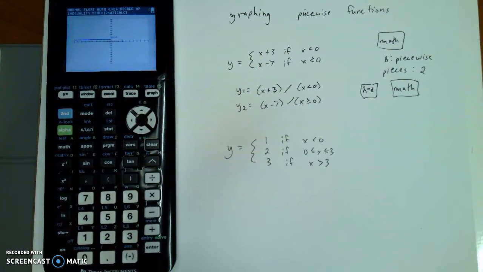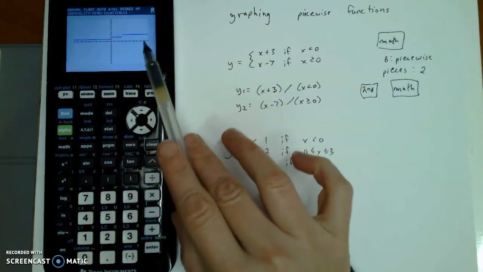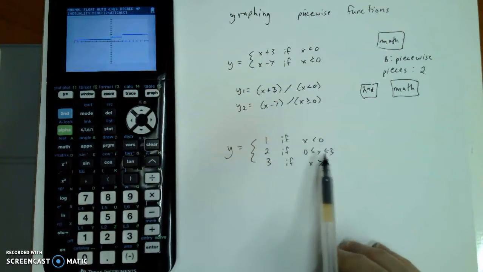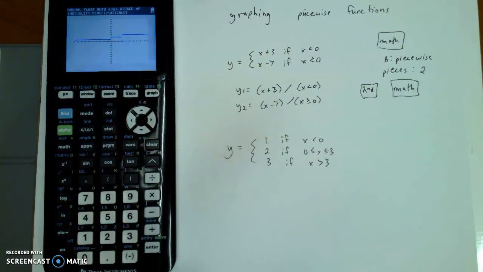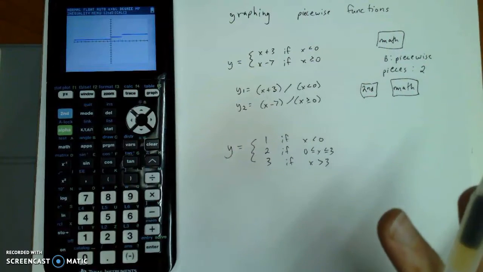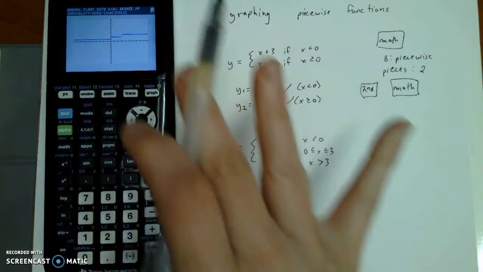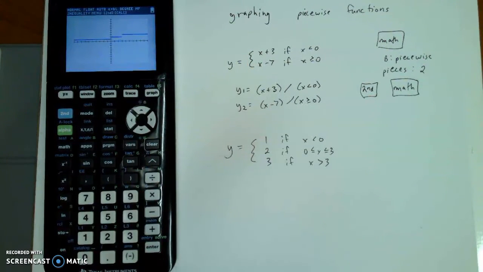Now again, I can't necessarily see where I've got open or closed circles. For this one, I would have open circles on the leftmost and rightmost piece, whereas this middle piece at 0 and 3, I would have closed circles. So again, that is one thing that is hard to see with the calculator, but I can hopefully see the rest of that without too much difficulty.